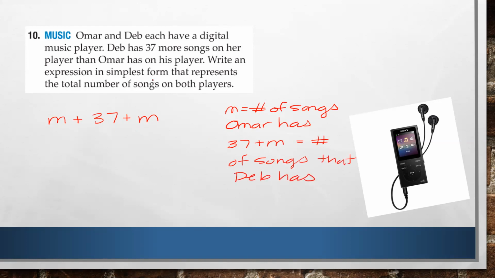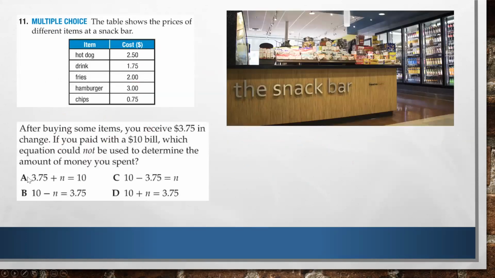Now it says to write an expression in simplest form. So notice we have like terms here. We have M plus M. So remember, if there's no number in front of a variable, there is a 1. So 1M plus 1M is 2M, and then we still have the plus 37. We cannot combine those because those are not like terms. So that's it.